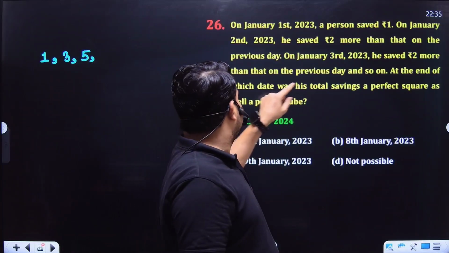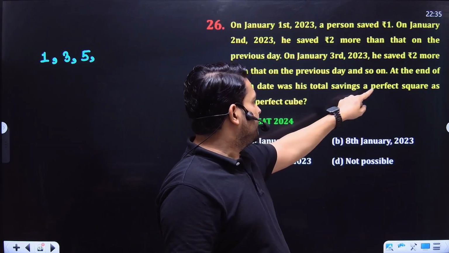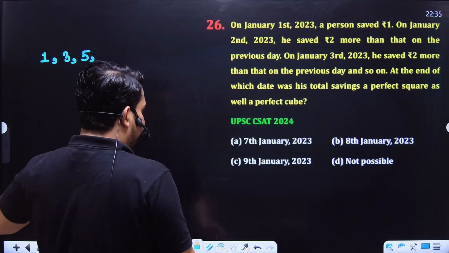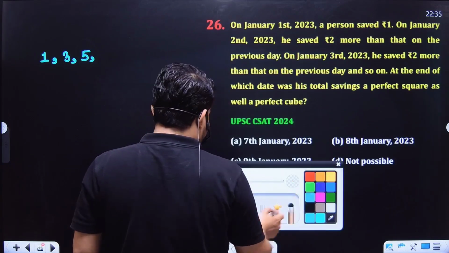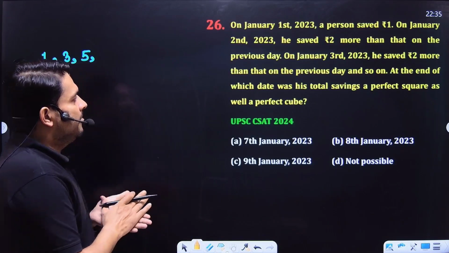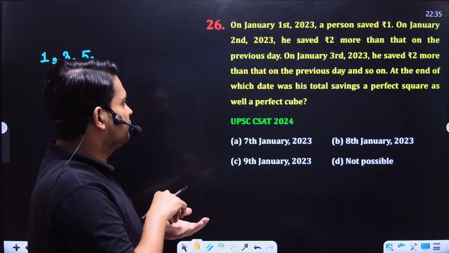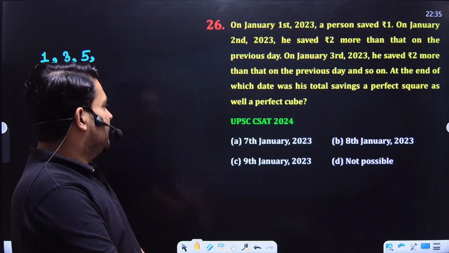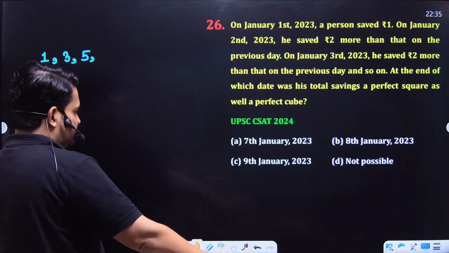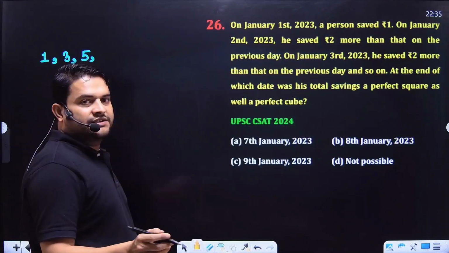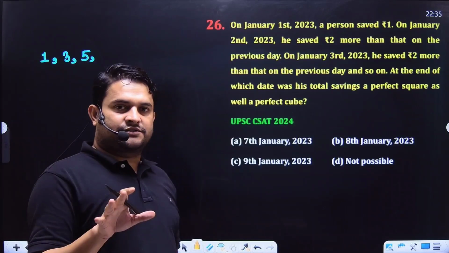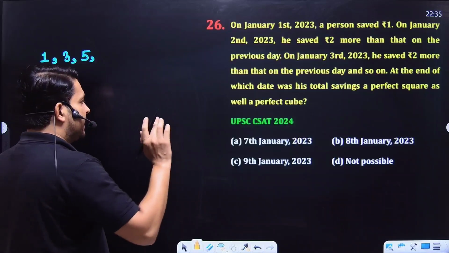At the end of which date was his total saving a perfect square as well as a perfect cube? So we have to tell at the end of which date was his total saving a perfect square as well as a perfect cube. See, the smallest perfect square or perfect cube we have, that is 1.